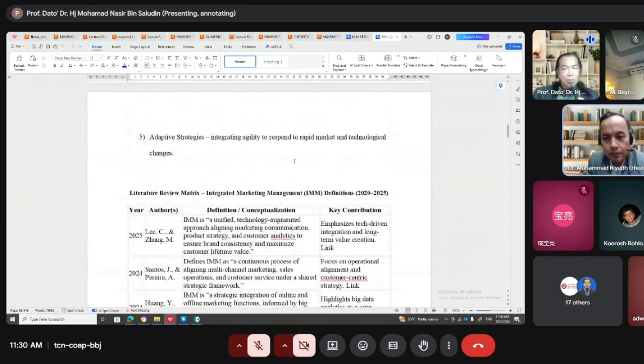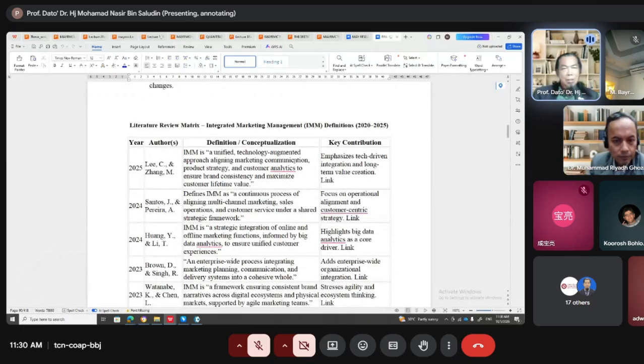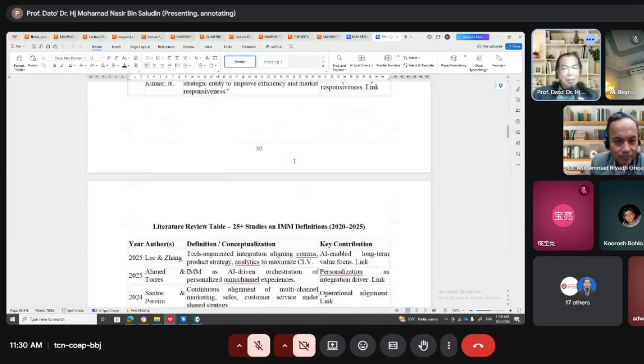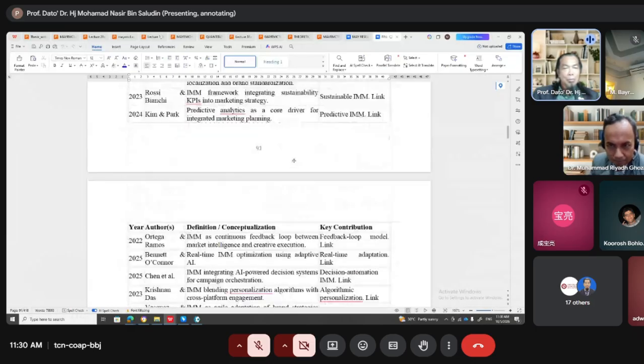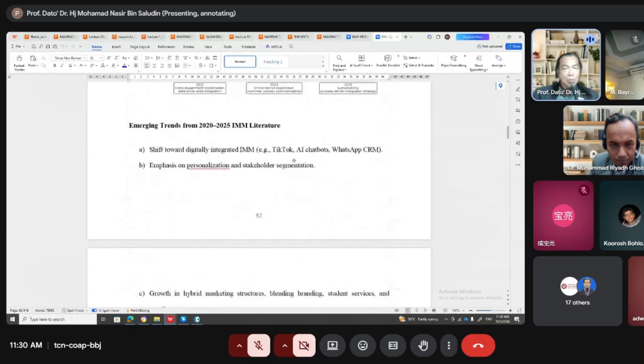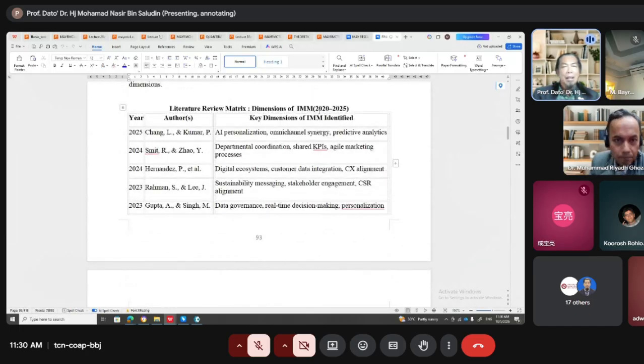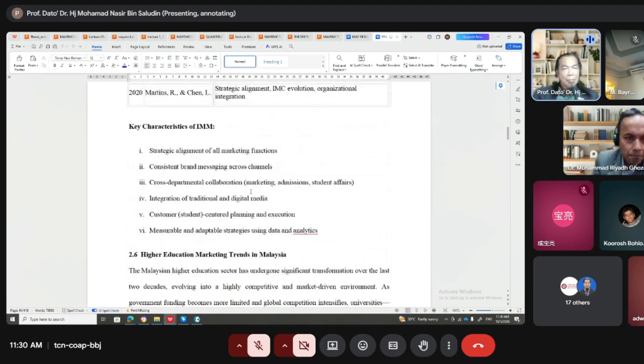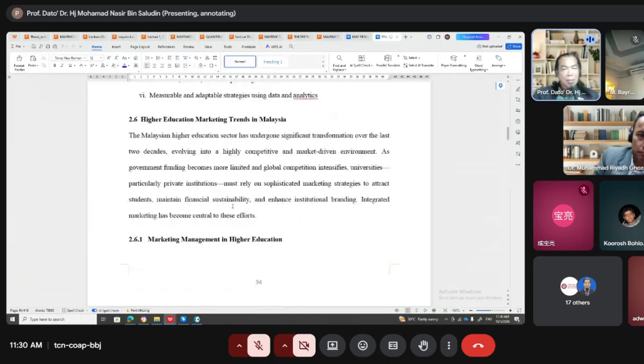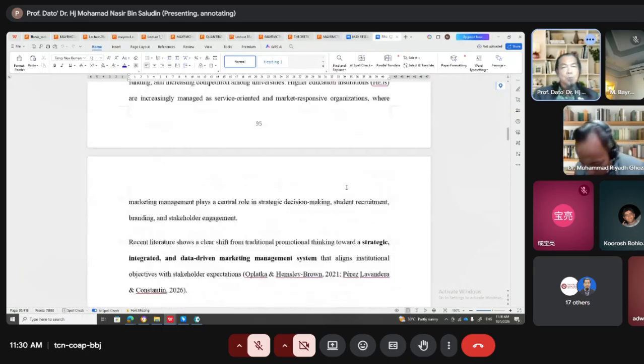Okay. I want to show definition. Definition. Not many supervisors are interested to put the literature review. This is the dimension of the IMC. Dimension: AI personalization, omni-channel synergy, predictive, department coordination. They have dimension, and then here they put the characteristic. What is the specific dimension? Okay.